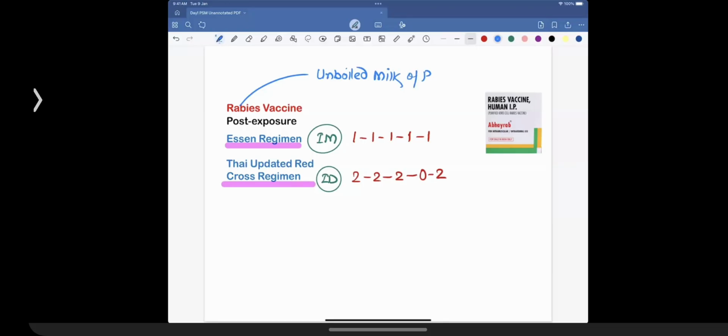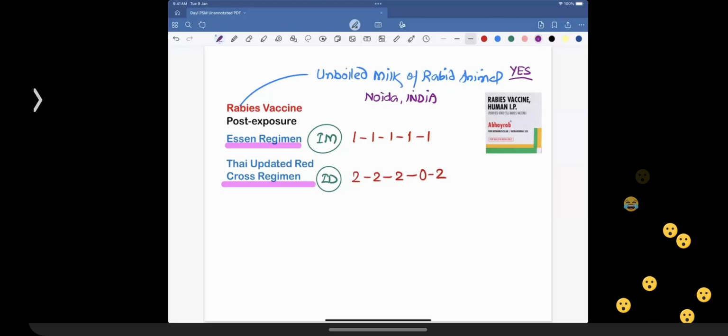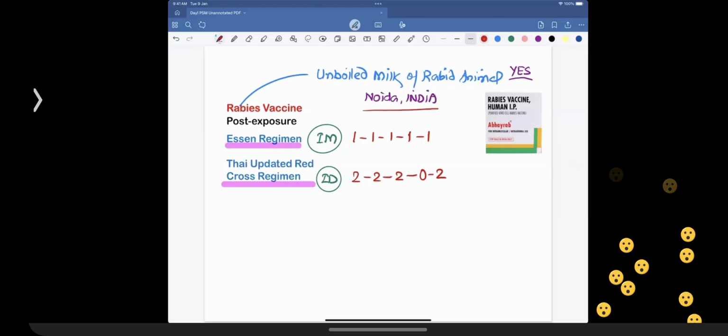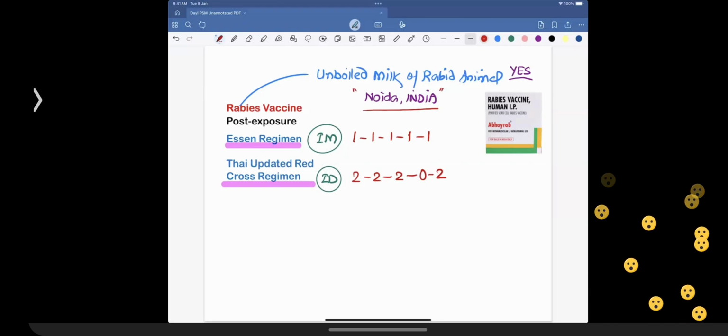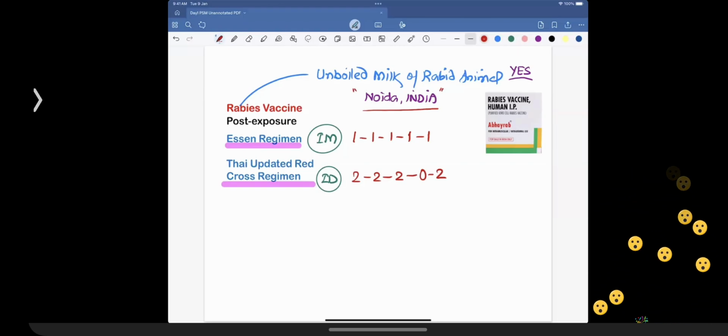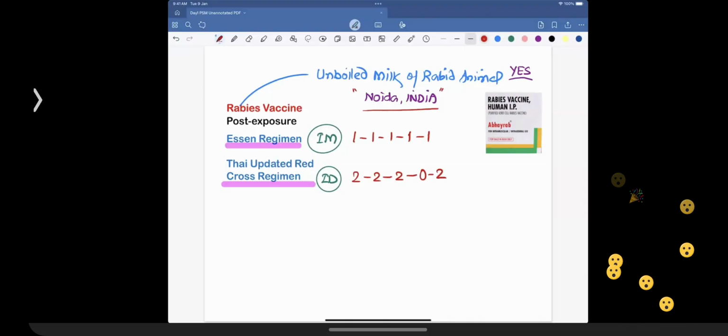Can rabies spread through consumption of unboiled milk of a rabid animal? Answer is yes. First case occurred in India last week from Noida. Although it should have been specified by Government of India how they have proved it, some epidemiological study should have been done, but the first case was reported. I asked a question from the students. Surprisingly, 99% students marked wrong answer.